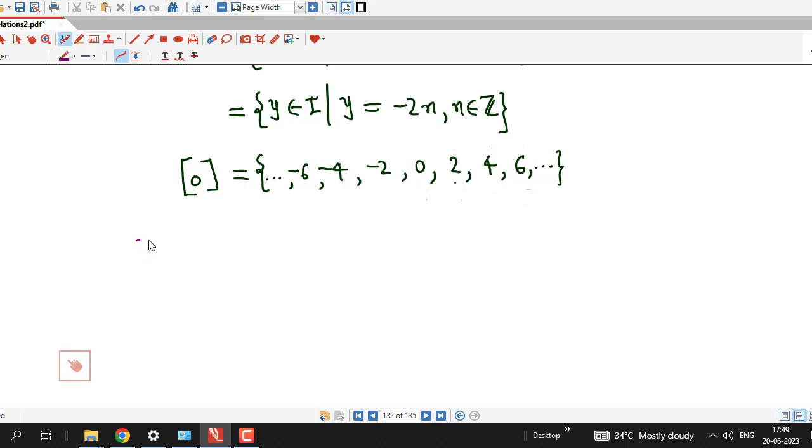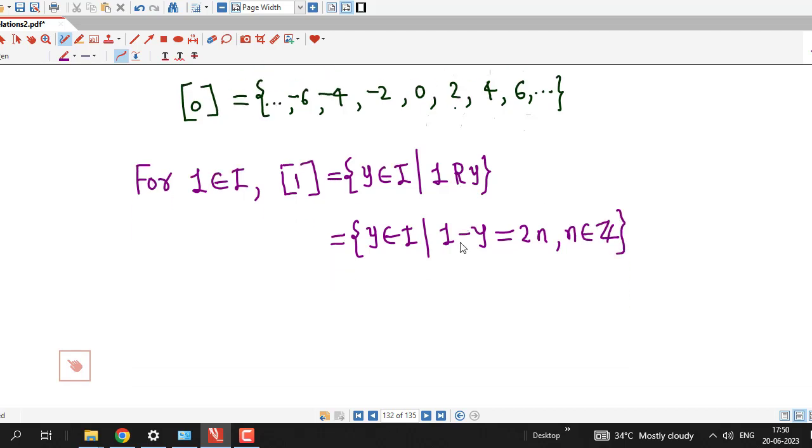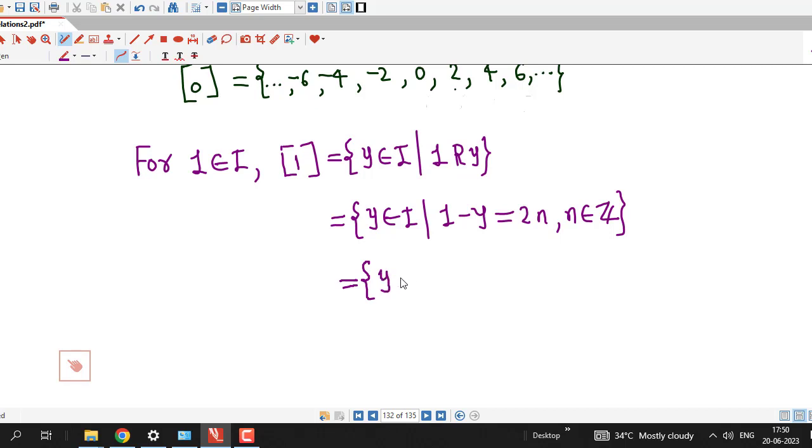Now we consider the equivalence class generated by 1. For 1 belongs to I, the equivalence class generated by 1 is equal to the set of all those integers y such that 1 is related to y. By the definition of relation R, 1 is related to y if 1 minus y is an even integer, that is 1 minus y equal to 2n, n belongs to Z, and we are interested in the value of y, so we can rewrite this equation as y equal to 1 minus 2n, n belongs to Z.